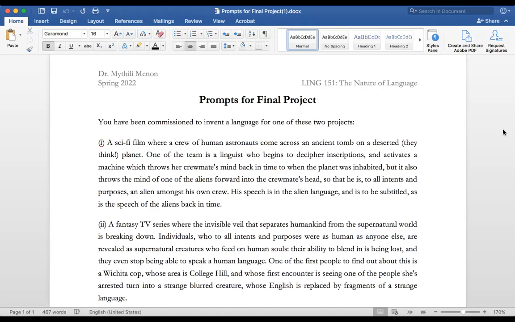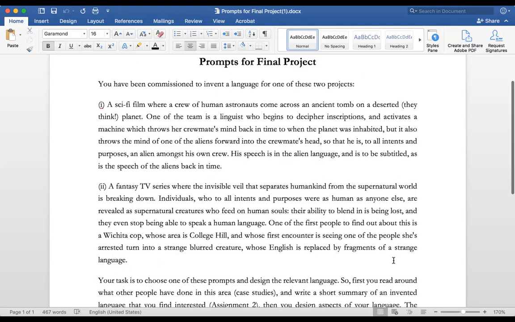I mean, there's a lot of alien languages already that exist, so you might want to start looking at that, kind of take inspiration from that and see, you know, what's been done before. So that's a science fiction prompt. Let's look at the fantasy prompt.